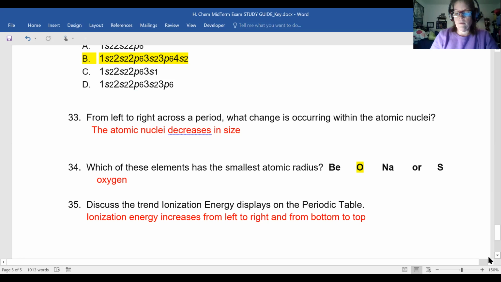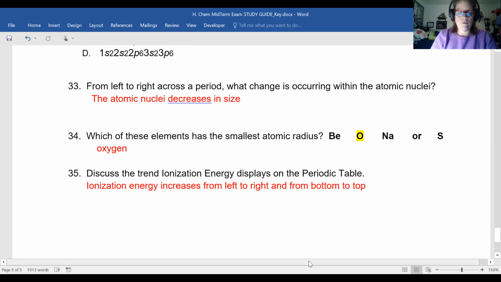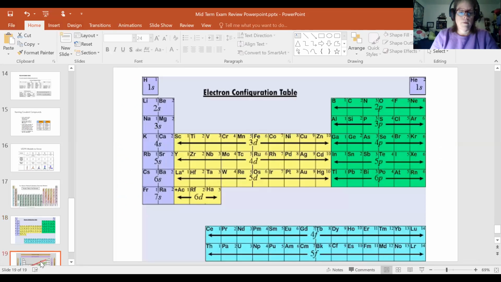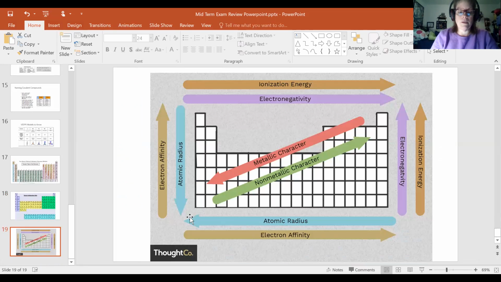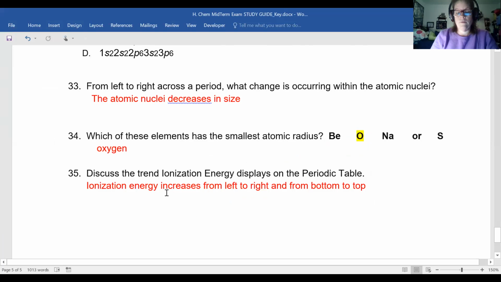And then 35 says discuss the trend in ionization energy. Let me go back and show you all that periodic table. Remember your trends. So we're looking at ionization energy. Okay, so it increases going from left to right and from bottom to top. Okay, so that's your answer for the last one. Ionization energy increases from left to right and from bottom to top.